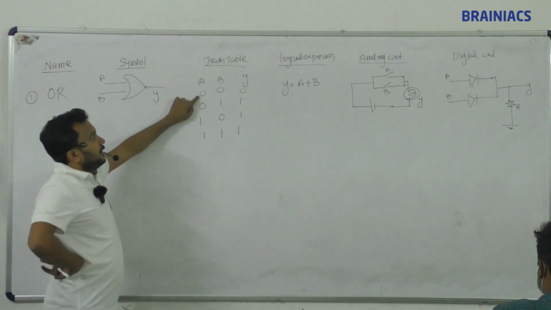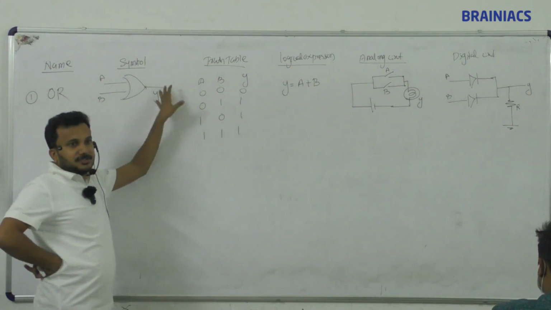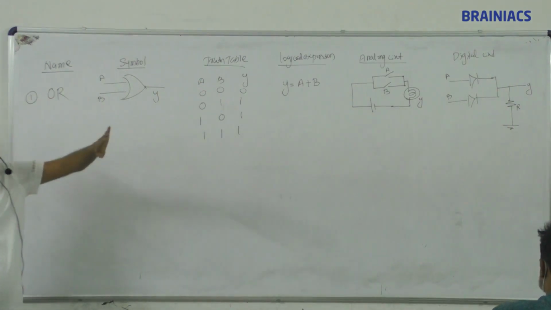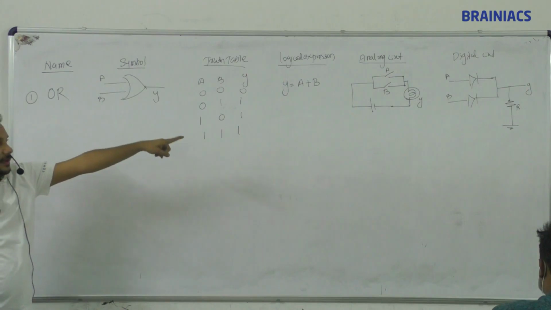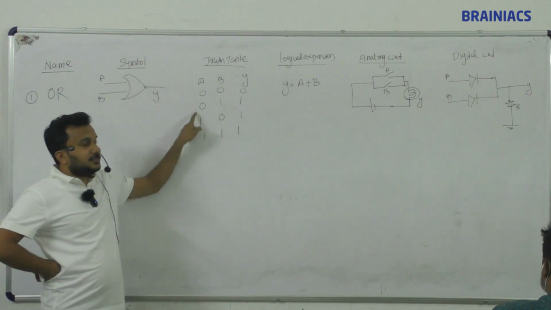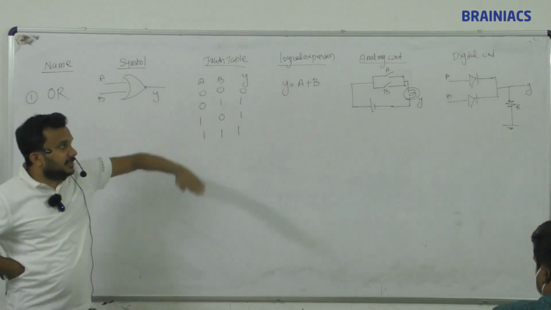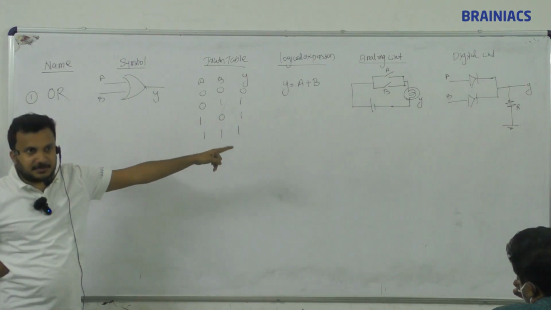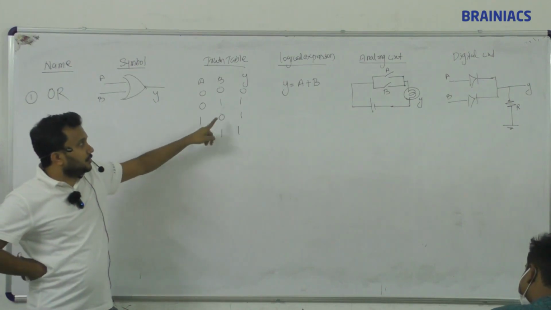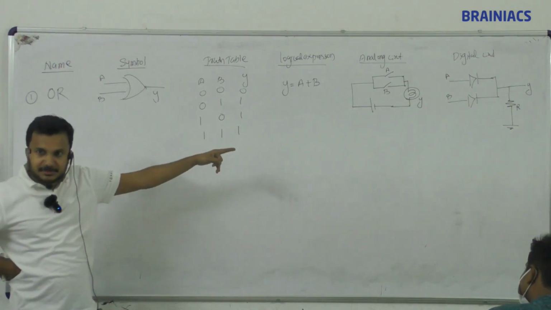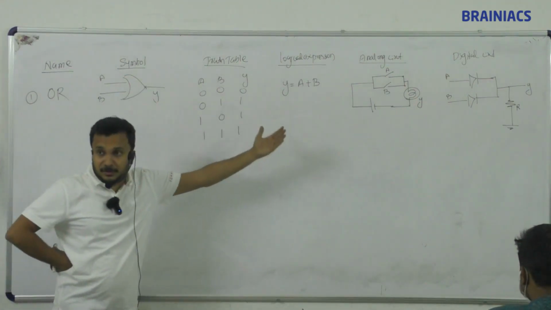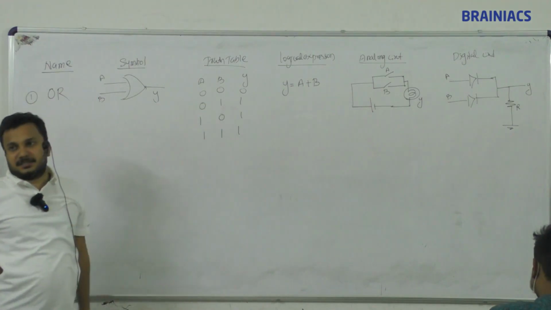Now you apply the truth table to the circuit. A and B, 0 0 means open circuit. If both are open, will any current flow to the Y bulb? No current will flow. 0 comma 1: A is open, B is closed. Will current flow? Yes, the bulb will glow, so 1. Next 1 0: A is closed, B is open, current will flow, bulb will glow. 1 1: both are closed, current will flow, bulb will glow. So that is correct. Next one is the digital circuit.